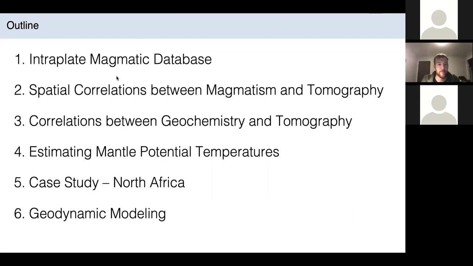Here's an outline of what I'm going to be talking about. First, I'm going to introduce the intraplate magmatic database we were talking about at the start. I'm then going to compare spatial and geochemical correlations between this database and seismic tomography models. I'm then going to use both seismic tomographic and geochemical techniques to estimate mantle potential temperature, and then show you a case study for North Africa. Finally, I'm going to describe some more recent work I've been doing looking at geodynamic modeling and including melting within geodynamic models.